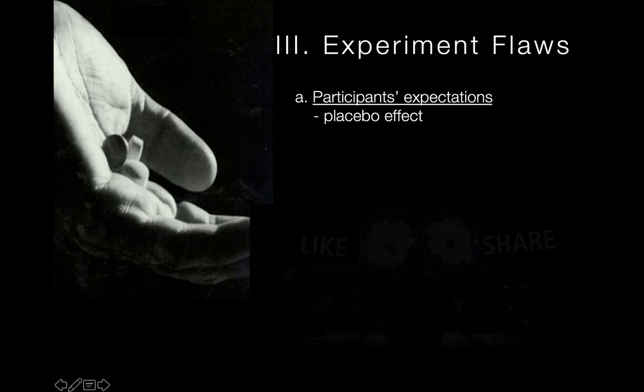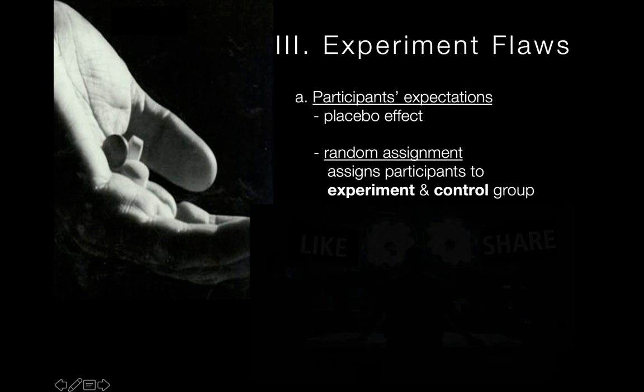Very strange effect, isn't it? But it's worth studying. Okay, so another thing that can be a flaw in an experiment is random assignment. Assigning participants to experimental and control conditions by random assignment minimizes the pre-existing differences between the two groups. So in order to deal with this, you just randomly assign and then see what happens.